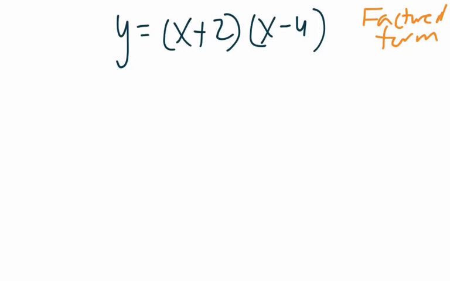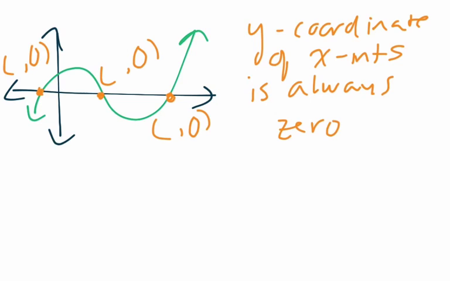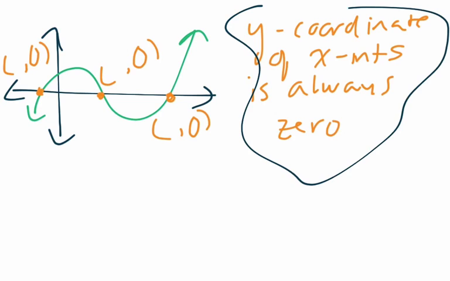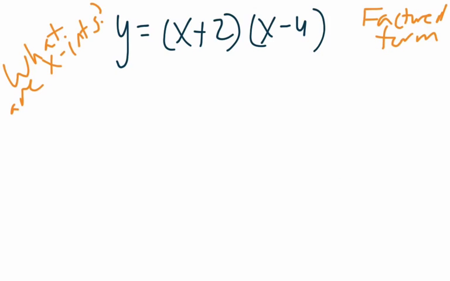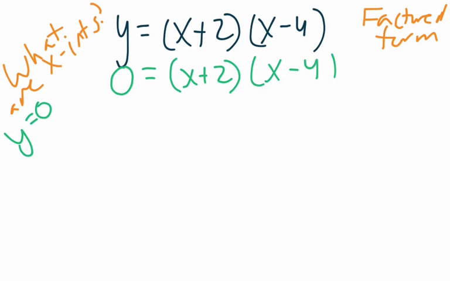Now, if you were asked, what are the x-intercepts? Then what you're going to remember is this fact over here. The y-coordinate of the x-intercepts is always 0. So that means y is equal to 0. You take out the y and you put in a 0 because of what you're being asked. You're being asked for the x-intercepts, so therefore, you know that y is equal to 0.